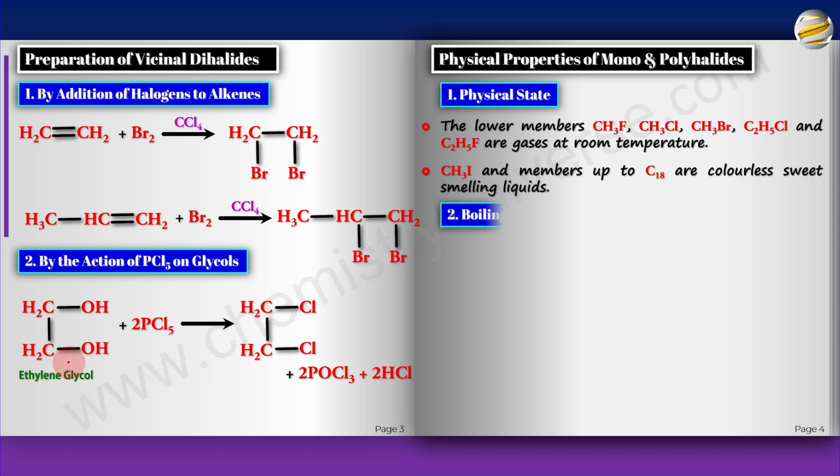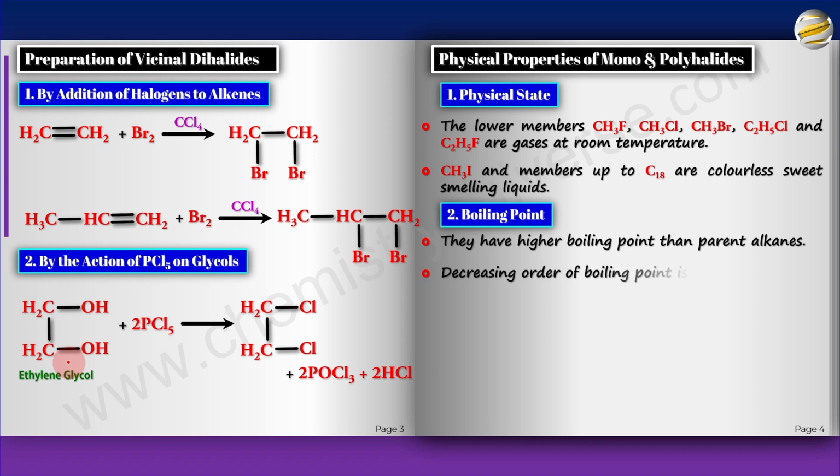Let's look at boiling point. Now obviously they have higher boiling point than alkanes, makes sense because they have a slightly more polarity. And the decreasing order of boiling point is RI, RBr, RCl and RF. That is simply because the greater the molecular mass, greater the size, more will be the LDF, the London dispersion forces. And that would increase the van der Waals forces overall and that would make the boiling point high.